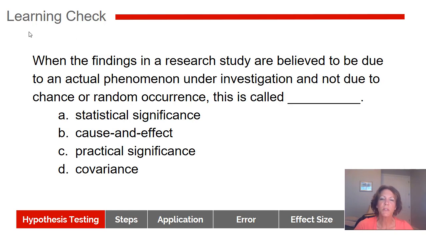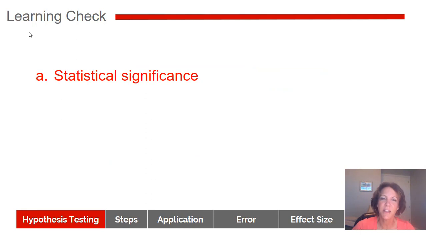When the findings in a research study are believed to be due to an actual phenomenon under investigation and not due to chance or random occurrence, what is this called? Well, we've talked about this a little bit. This is statistical significance. So when we compare our sample mean with the population mean, for example, we have to decide whether or not any differences that we're seeing are just due to error from drawing a quirky sample, or if they are real differences. When there are real differences, we call that statistical significance.